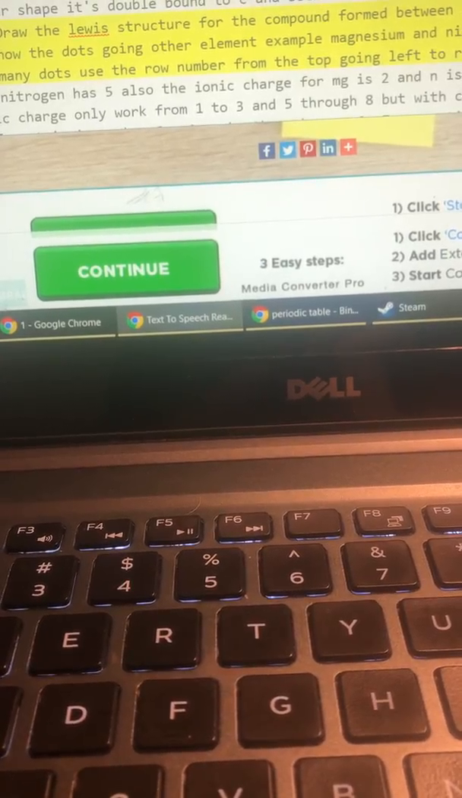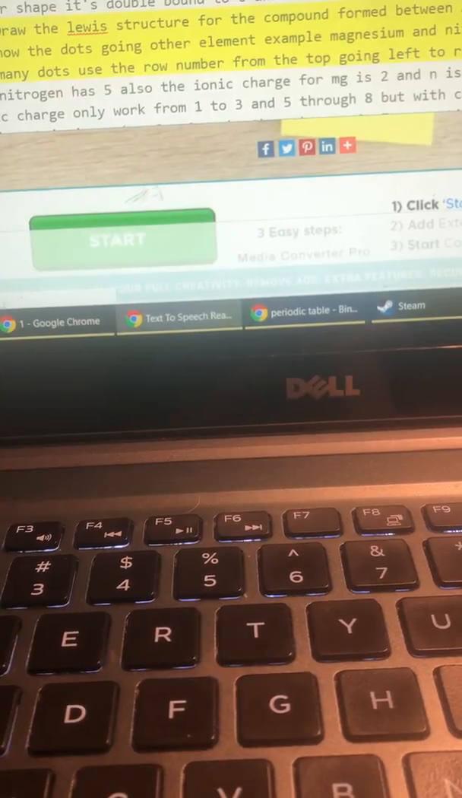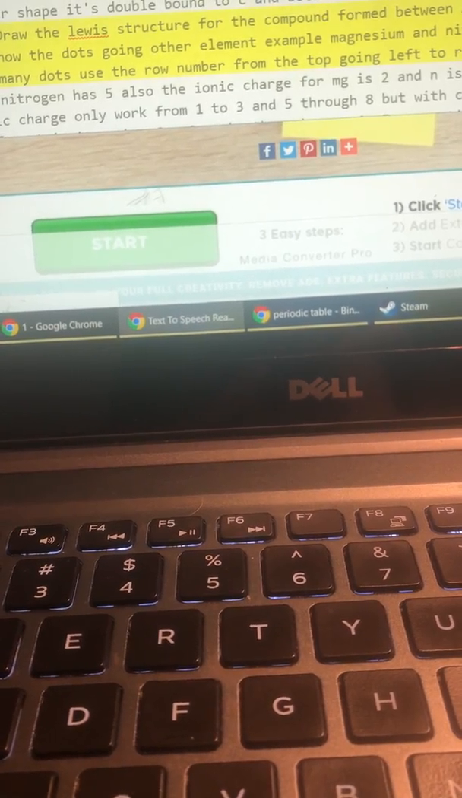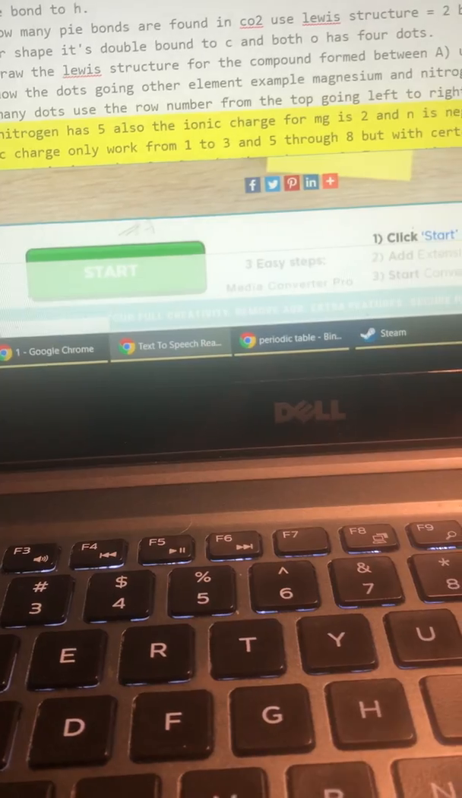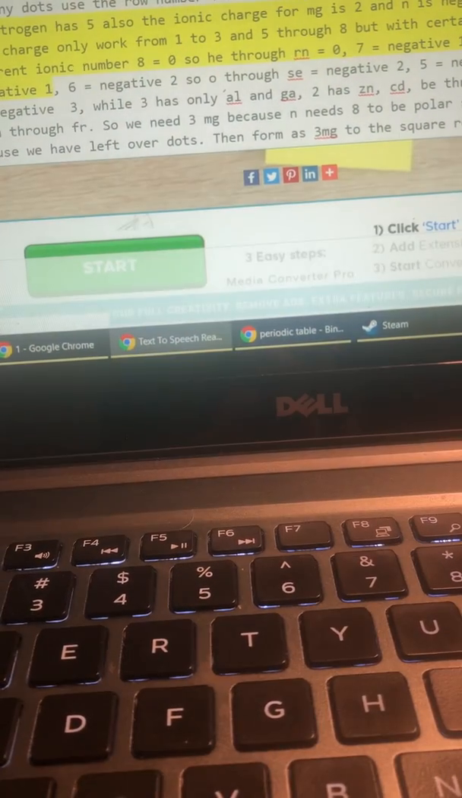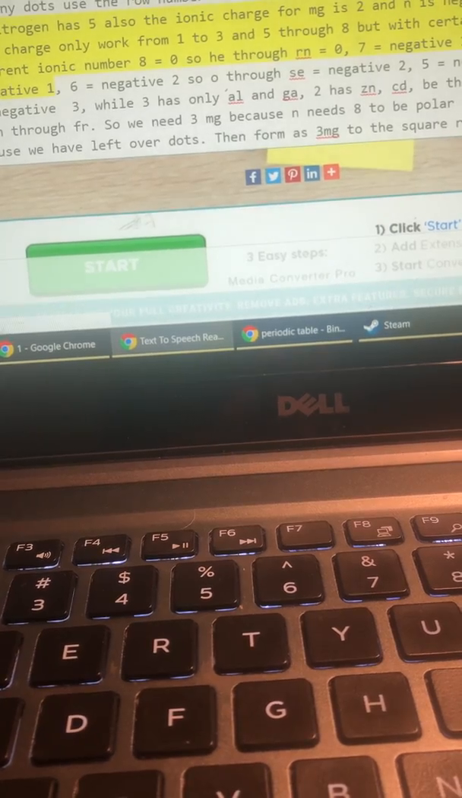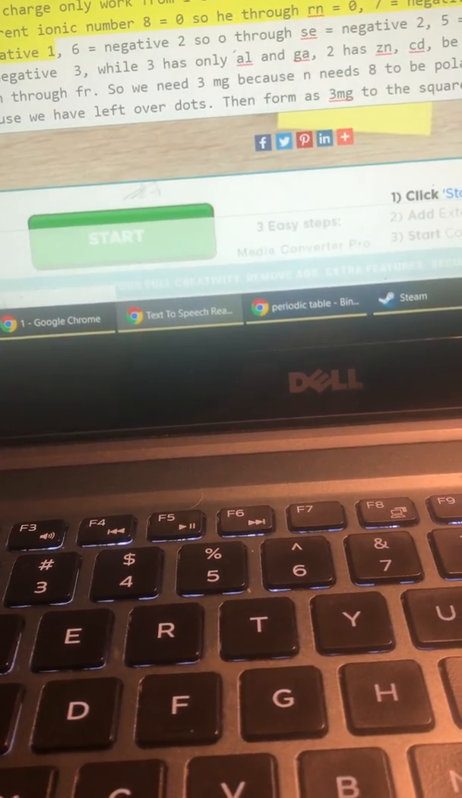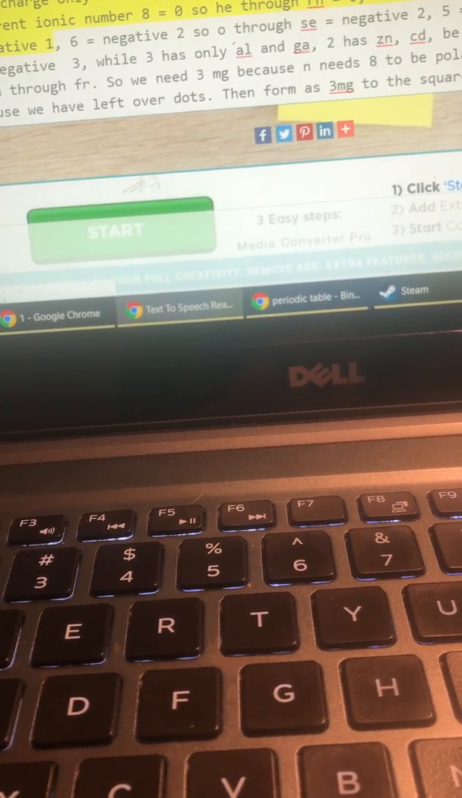Use the line arrow to show the dots going to the other element, for example magnesium and nitrogen. To figure out how many dots, use the group number from the top going left to right. So Mg has 2 and nitrogen has 5. Also the ionic charge for Mg is +2 and N is -3, because the ionic charge only works for groups 1 to 3 and 5 through 8, but certain elements have different ionic numbers.